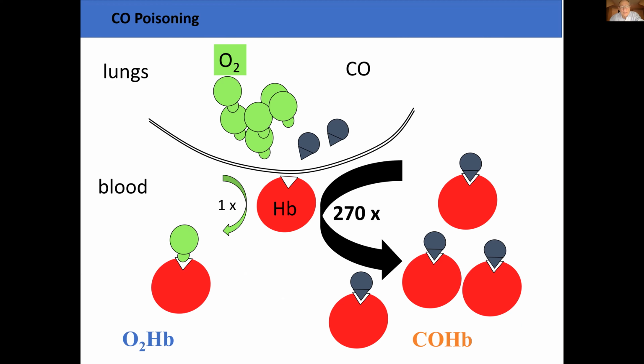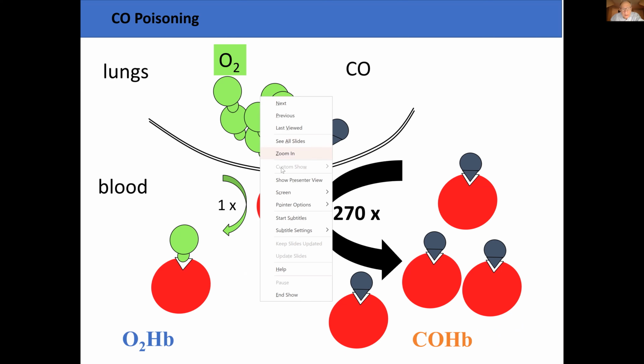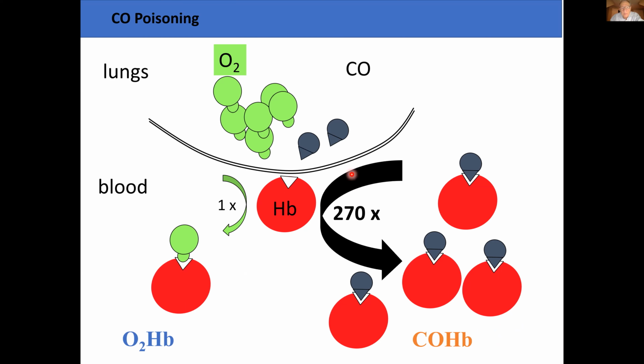So in this slide, the green, by the way, I don't know if you can see my pointer. There's a laser pointer option. Here we go. In this representation, the green balls represent oxygen, the black ones represent carbon monoxide. The inside here represents the alveolus, and this side of the slide represents the blood vessel.